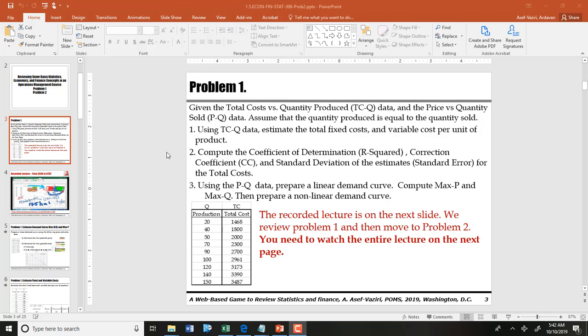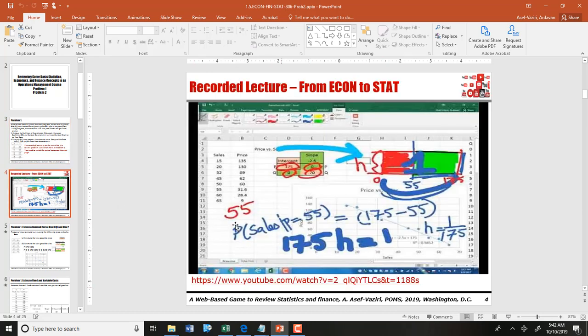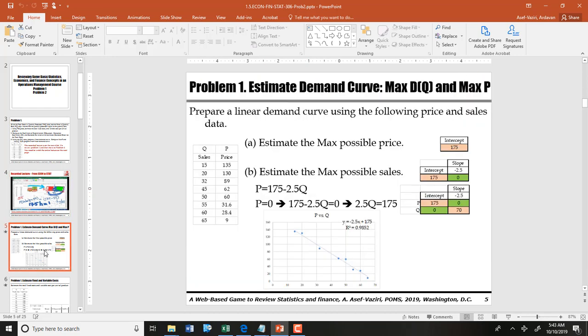I'm going to quickly solve this problem. I have already partially solved it in this YouTube lecture, but over there I also went through marginal revenue and marginal cost, and the lecture is a little bit long. I'm going to solve it again.